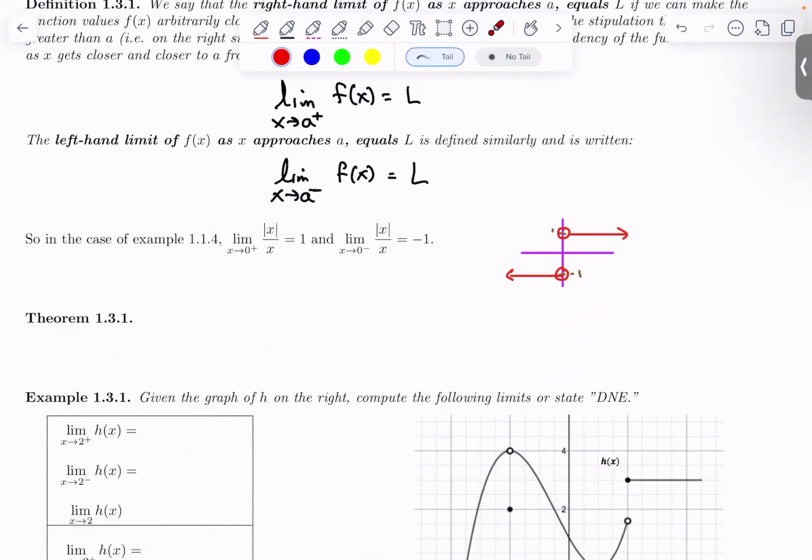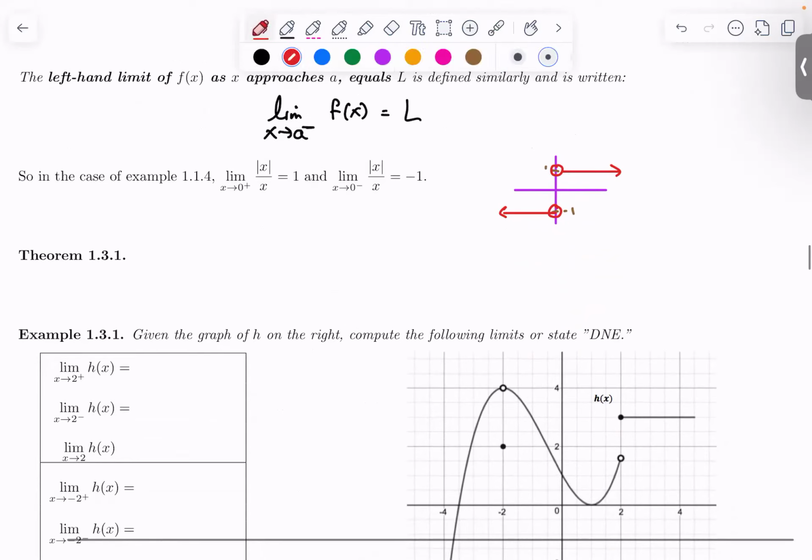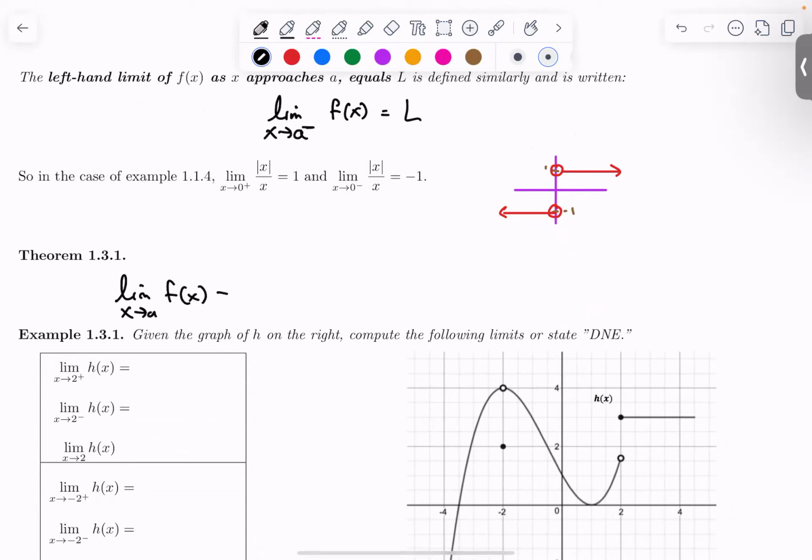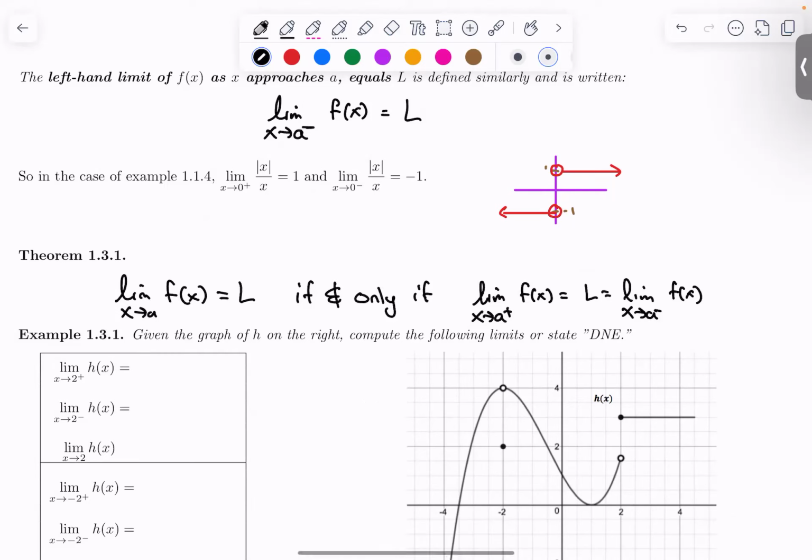Next theorem. Important fact about limits is that the limit as x approaches a of f of x equals L if and only if the limit as x approaches a from the right of f of x equals L, and that also equals the limit as x approaches a from the left of f of x. If and only if statements are very, very powerful in mathematics. Whenever you see an if and only if statement, it's one of the most important statements. It means that it's true in either direction.